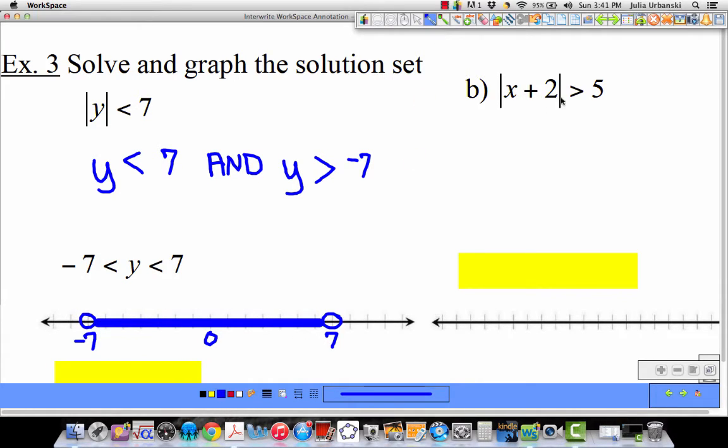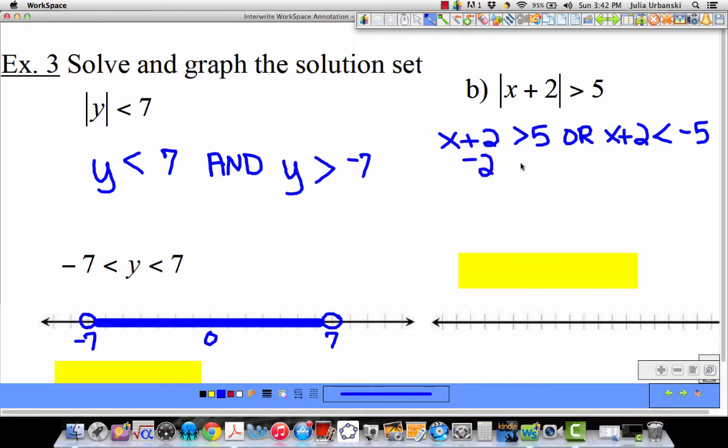Alright, so it's the same idea with this one. It's greater, so that's going to mean or. I'm going to have my 5, which is going to keep the same sign. And I'm going to have my negative 5, which is going to make that greater than turn into a less than. Every time the number becomes a negative, you flip the sign. And what's inside the bars stays the same. X plus 2 is greater than 5, or x plus 2 is less than negative 5.